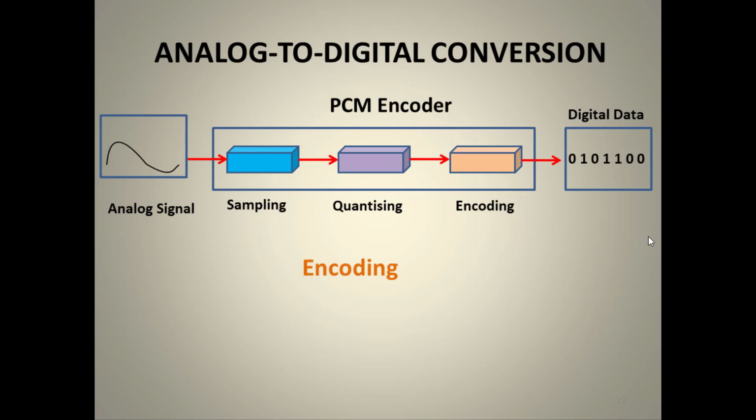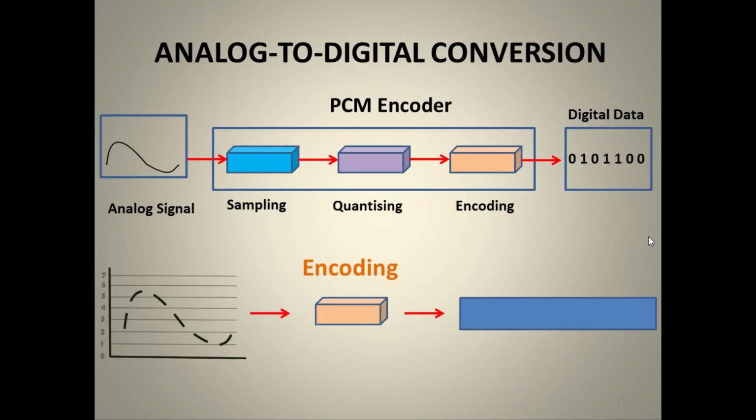Then finally the encoder circuit. What the encoder does is convert this particular data, like 3, it gets the code for 3. So 3 in binary is 011, then 5 is 101, 6 is 110, and so on. This is done by the encoder. The encoder converts this data into binary, which means digital data. So this is how we get this output.